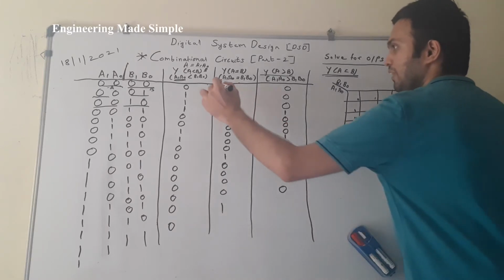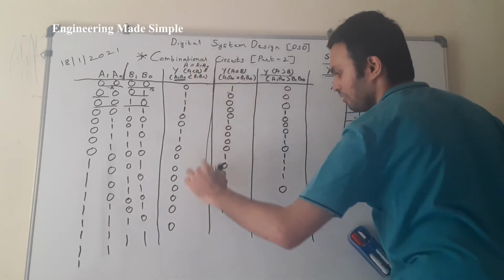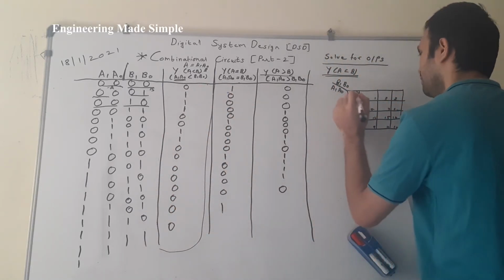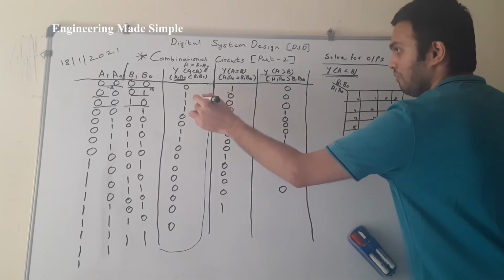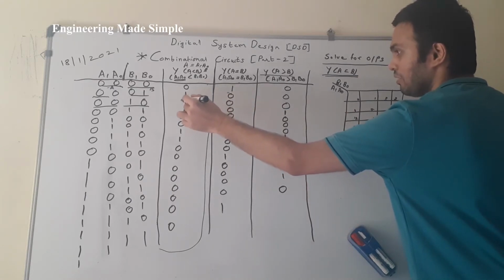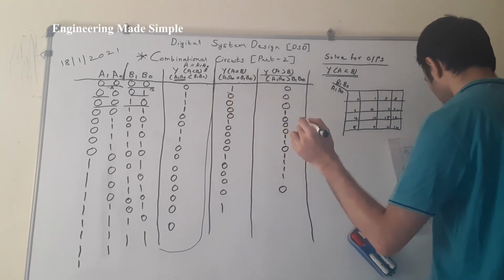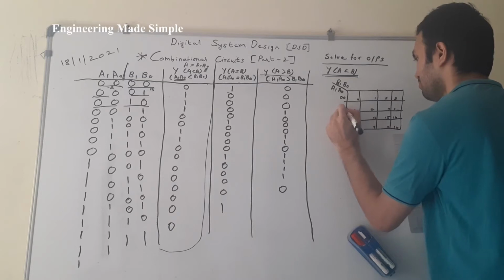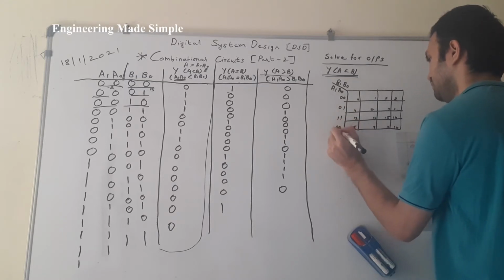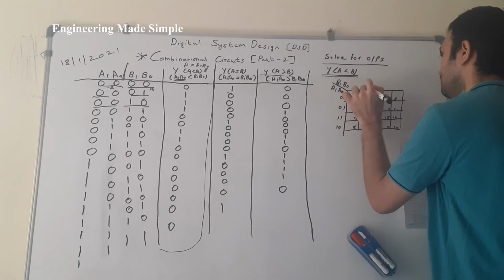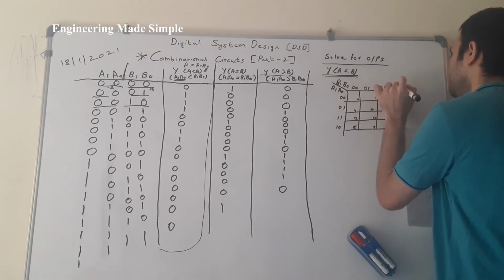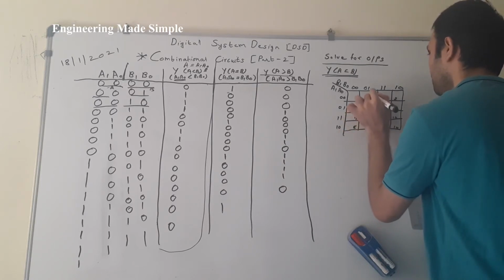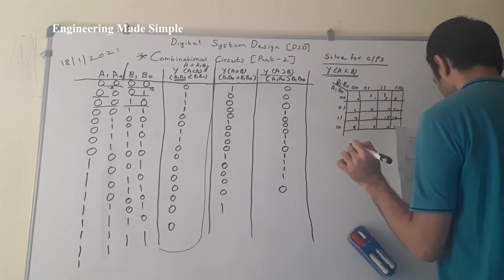Now let us start filling this column. We are dealing with this column first, output y for A less than B. Min terms are the terms for which input combinations produce a logic 1 at the output. So what are the min terms? We will start filling the min terms first. We will first label the K-map: 0 0, 0 1, 1 1, 1 0 along each axis. So now let us fill the K-map. We are filling the min terms first.